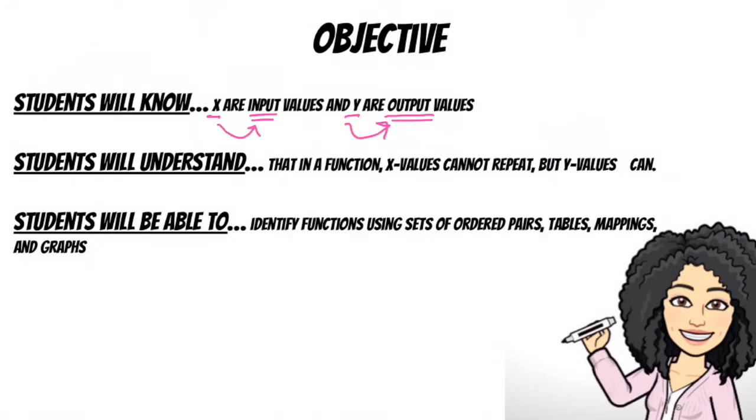Students, you will also understand that in a function, X values cannot repeat. In a function, X values cannot repeat. I'm going to triple underline that, but the Y values can. By the end of this, students, you'll be able to identify functions in sets of ordered pairs, on a table, mapping, and on a graph. Let's get into it.